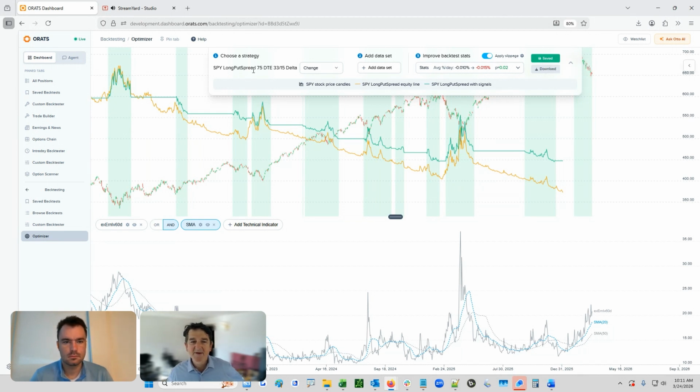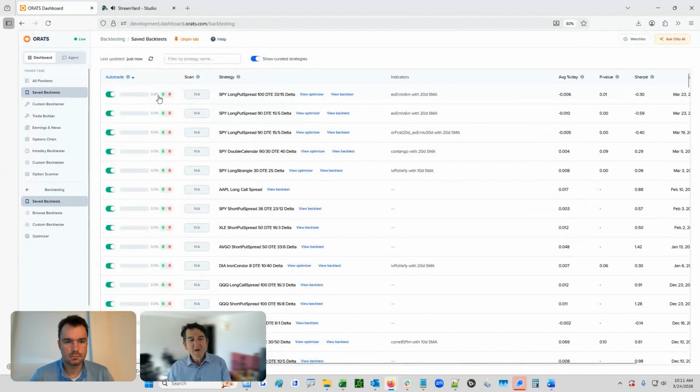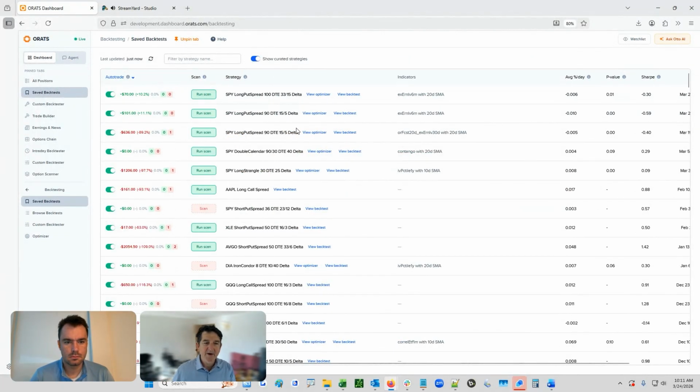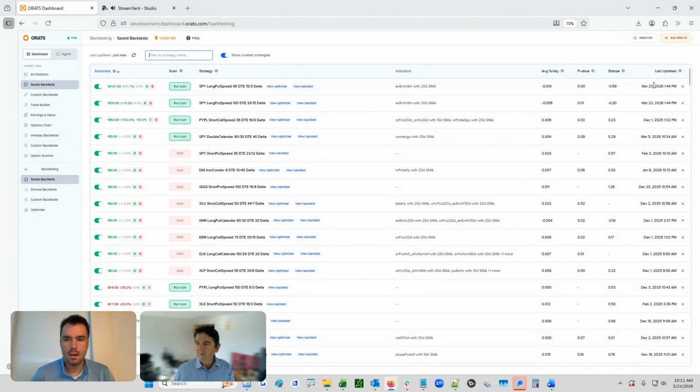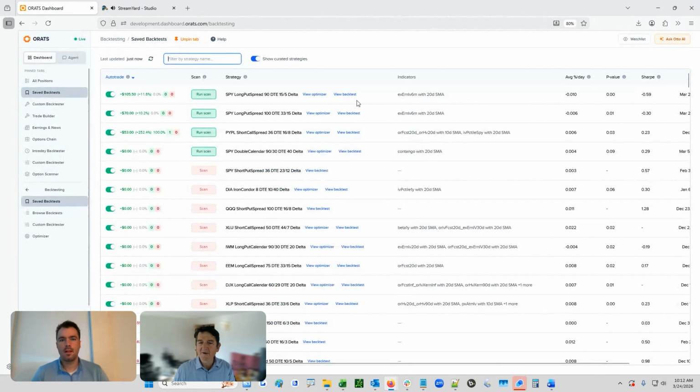So I've saved this 75-day, and then what you do is you go to your saved backtest. Now, I have a bunch of saved backtests that I'm running and using and testing. It's sorted by date over here, March 23rd. So these are the ones I've run today. This is the type of strategy that I'd like to get into, and then I'll auto trade it.